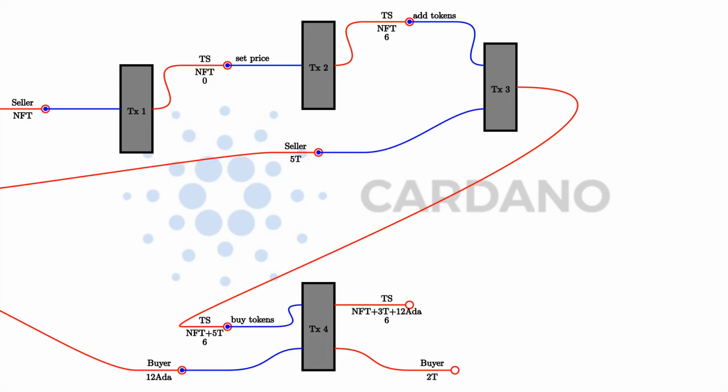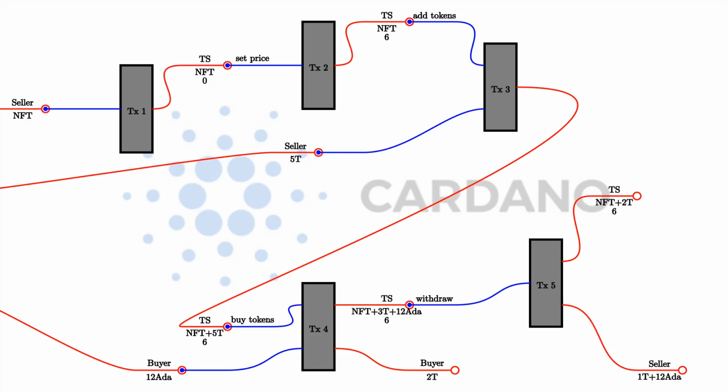Finally, there must be a way for the seller to retrieve tokens and ADA. So in this example, if the seller after the sale wants to retrieve all the ADA and 1 token, he would create a transaction that again has the script UTXO as input, and then 2 outputs: one with the updated script UTXO, where now some tokens and some ADA have been retrieved, and one to himself with the retrieved funds.